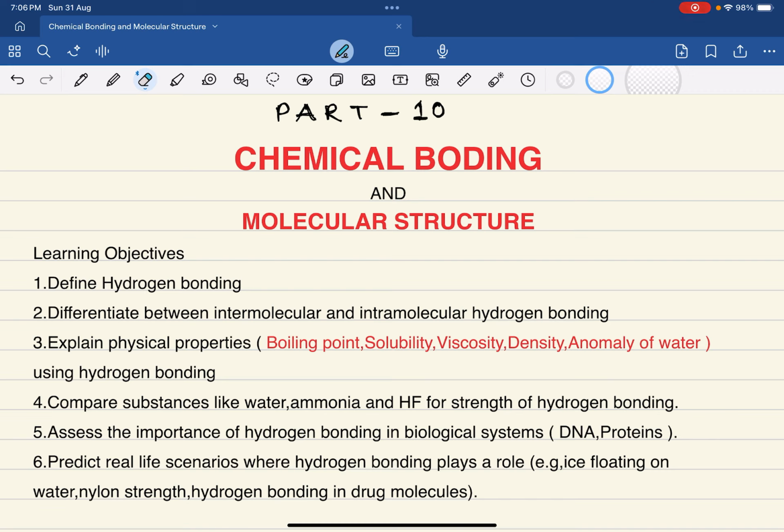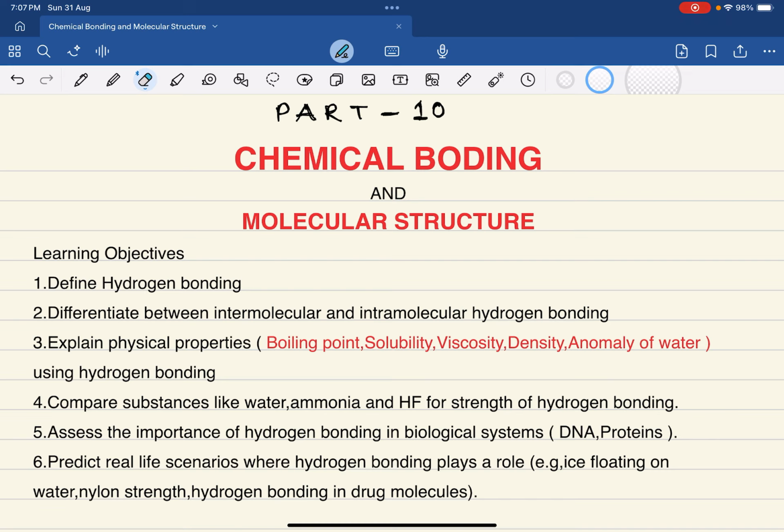Today we are going to talk about chemical bonding and molecular structure with special reference to hydrogen bonding. So we know that hydrogen bonding plays a very important role in entire chemistry, especially in organic chemistry, physical chemistry, as well as inorganic chemistry.